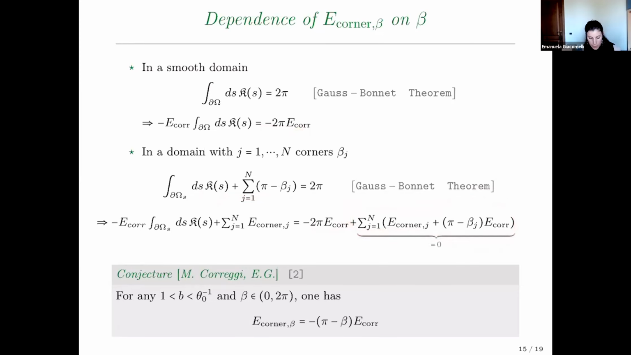In order to have this equal to this, you see that you should put this quantity equal to 0. And this is actually why we conjecture that the contribution coming from the corner, which now I call beta, should be such that this quantity is equal to 0, meaning it should be equal to minus pi minus beta times E correction. So far this is just a conjecture, and I have a few minutes to tell you what we were able to prove about it.